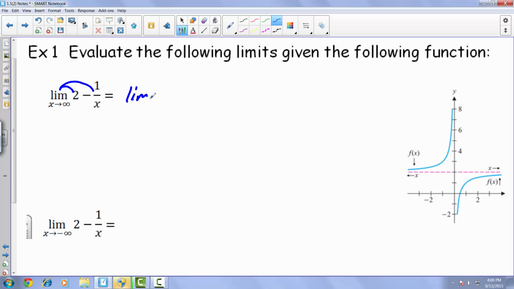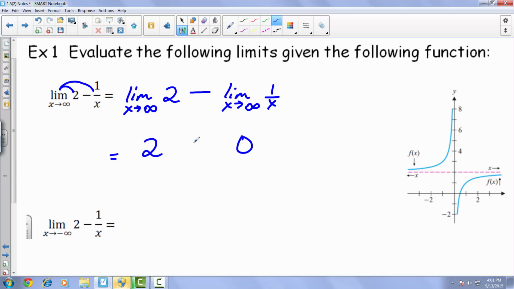So we have the limit as x goes towards infinity of 2 minus the limit as x goes to infinity of 1 over x. And from our theorem, we said that the limit as x goes towards infinity of some constant is literally just that constant. So for this first one, we just have 2. For this guy, we also saw that from our theorem, it'll go towards 0. This limit as x goes towards infinity of 1 over x, that's just 0.